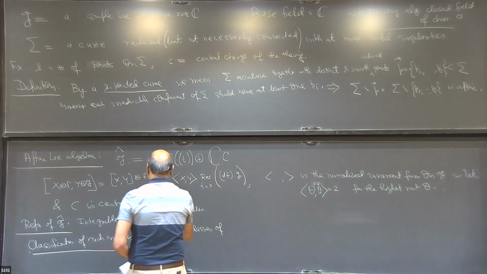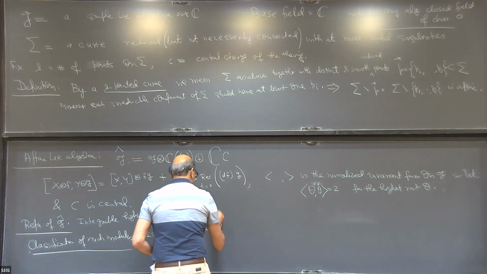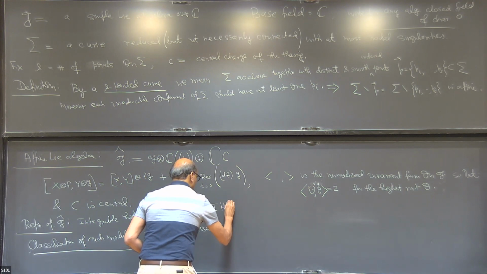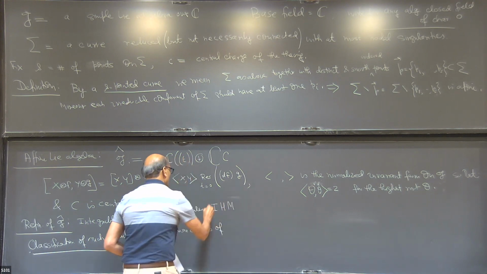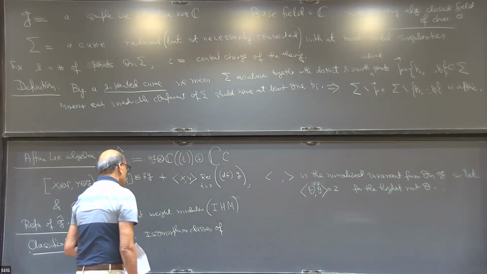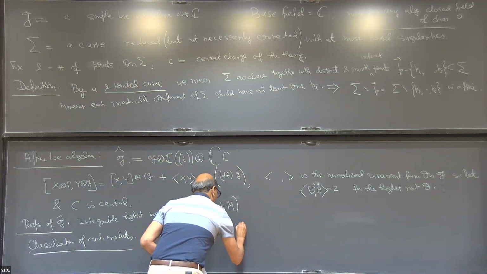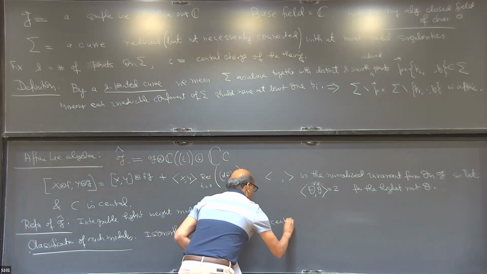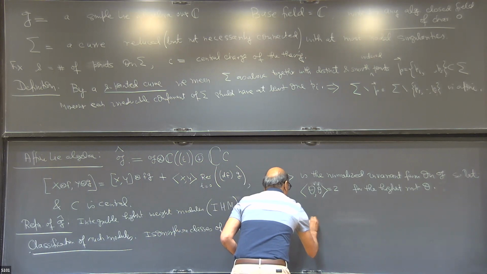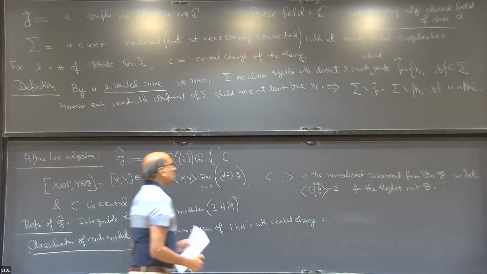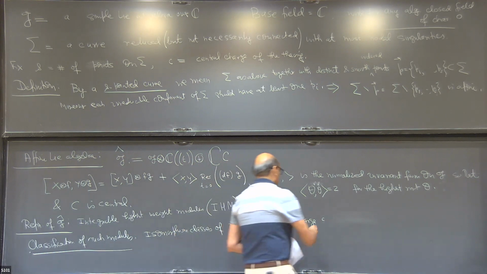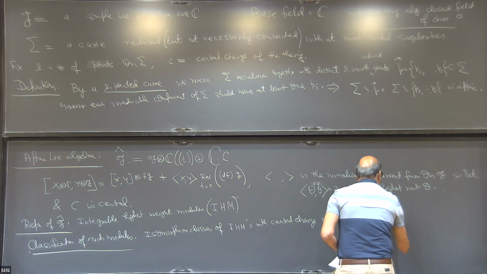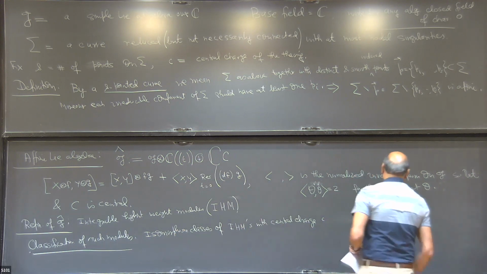Of these integrable highest weight modules. So I will just say integrable highest weight modules. So isomorphism classes of IHMs with central charge c. Central charge c means that C acts by c.